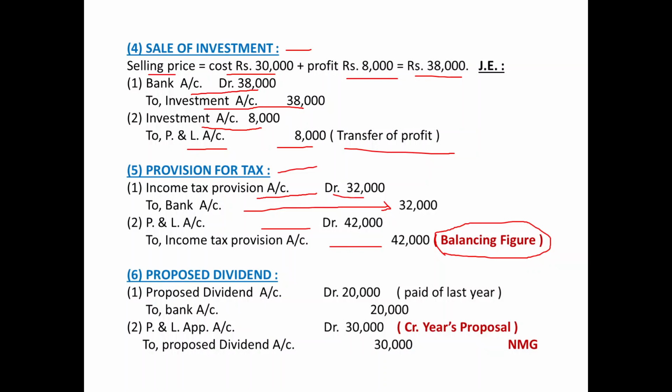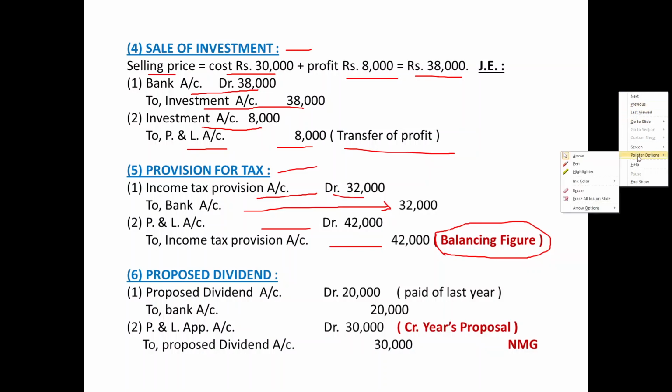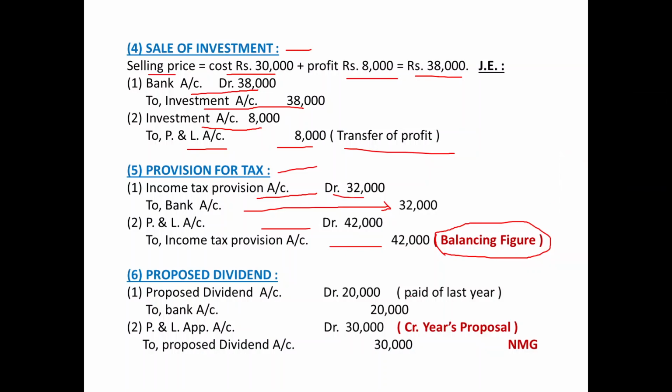By remembering these two lines, that last year's proposed dividend would have been paid in the current year and the current year's proposed dividend will be paid in the next year, because it is the provisions of the Companies Act. So you have to follow them, whether stated or not. Let us do it. Last year's proposed dividend paid in the current year: proposed dividend account debited rupees 20,000 paid of the last year, to bank account credited 20,000.